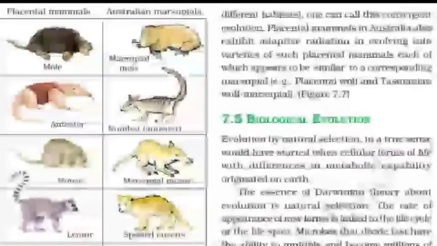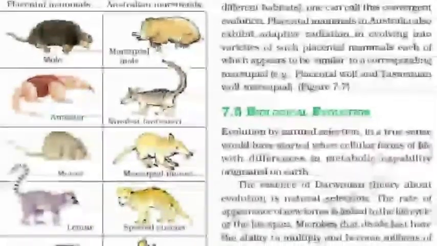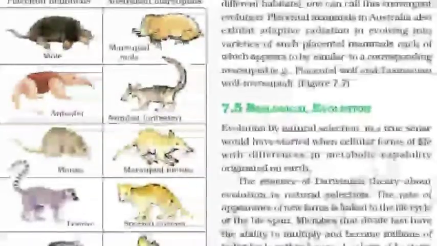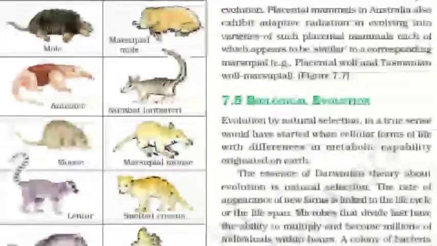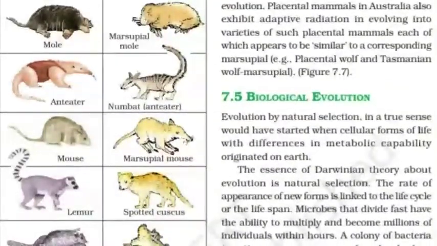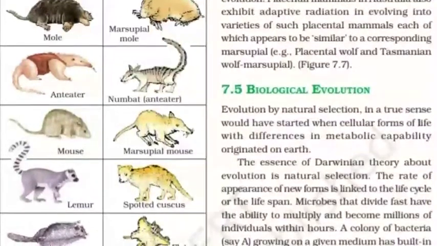Placental mammals in Australia also exhibit adaptive radiation in evolving into a variety of such placental mammals, each of which appears to be similar to a corresponding marsupial, the placental wolf and the Tasmanian wolf marsupial.